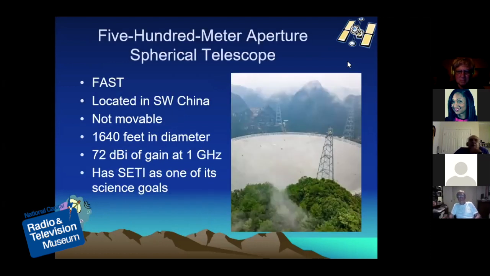Here's the latest and greatest big piece of hardware. FAST, the 500-meter aperture spherical telescope. Located in southwest China, not movable, 1,640 feet in diameter, 72 dB a gain. Boy, radio guys just go crazy. What would you give for 72 dB a gain? Most of the satellite comm engineers I've worked with would give their kids up to 3 dB a gain. It also does SETI, as I mentioned during the SETI presentation, but it is primarily a science radio telescope.